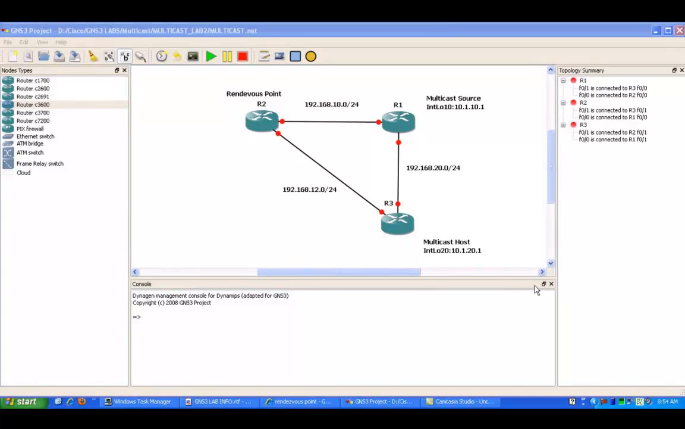Hello, my name is Steve Bowler, and in this video I'm going to be configuring protocol independent multicast sparse mode, otherwise known as PIM Sparse Mode.